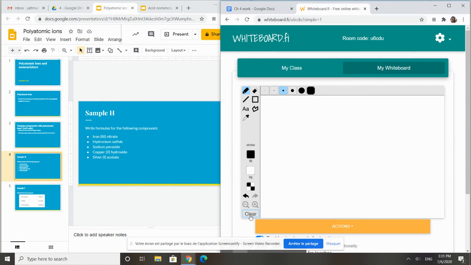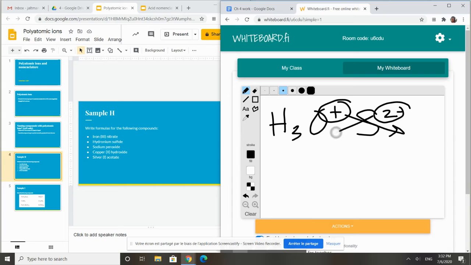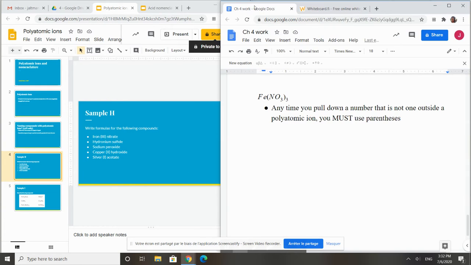For the next one, I have hydronium sulfide. Hydronium is a polyatomic ion, H3O+. And then I've got sulfide, so 2-. I'm just going to be crisscrossing here. I have to put H3O in parentheses, so (H3O)2S, and I'll type that so it looks a little neater.